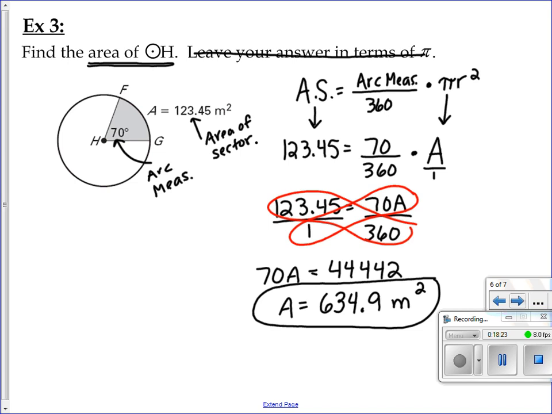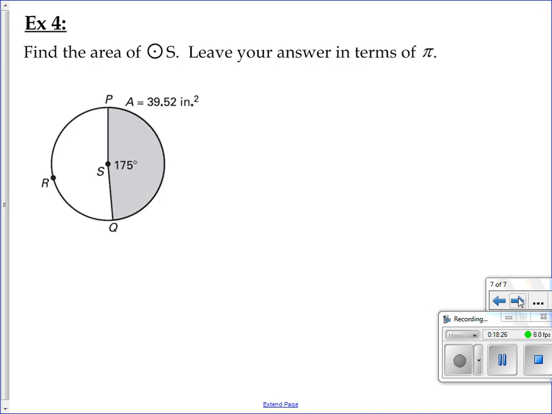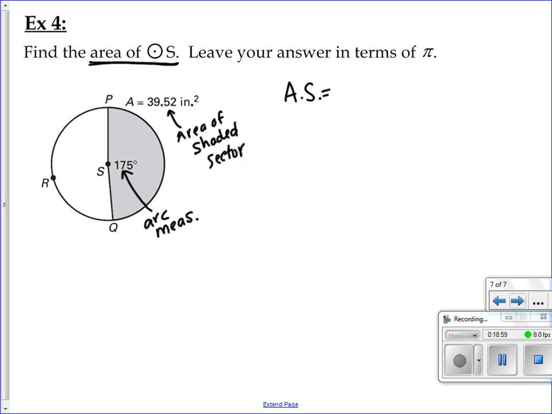All right, let's look at example 4. Same idea. We're going to find the area of the circle S. So feel free to try this one on your own or just follow along. So we've been given this central angle. So that's going to be the same for the arc measure degree. We're also given area of the shaded sector. So let's go ahead and plug in everything that we know into our formula.